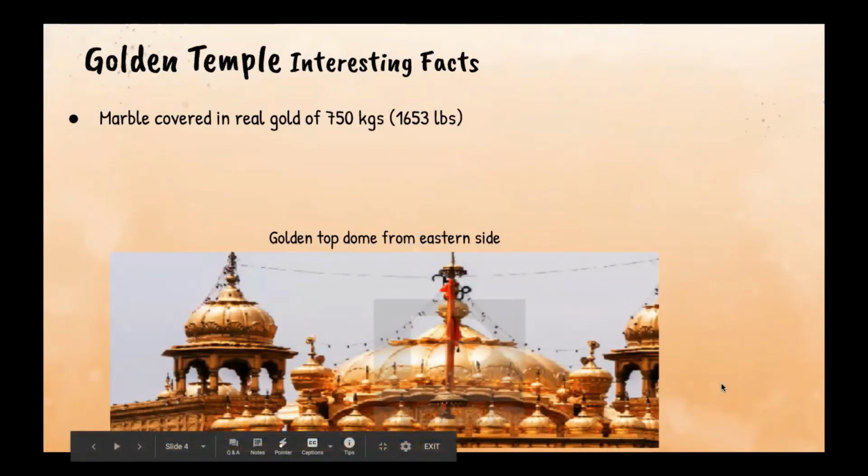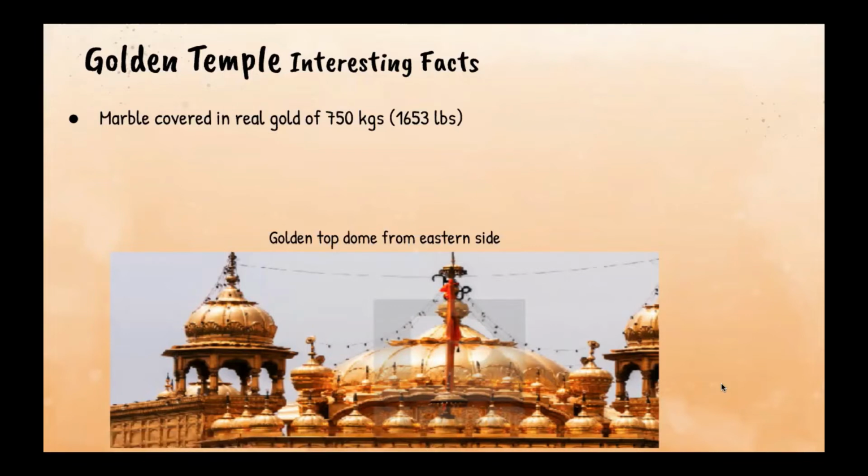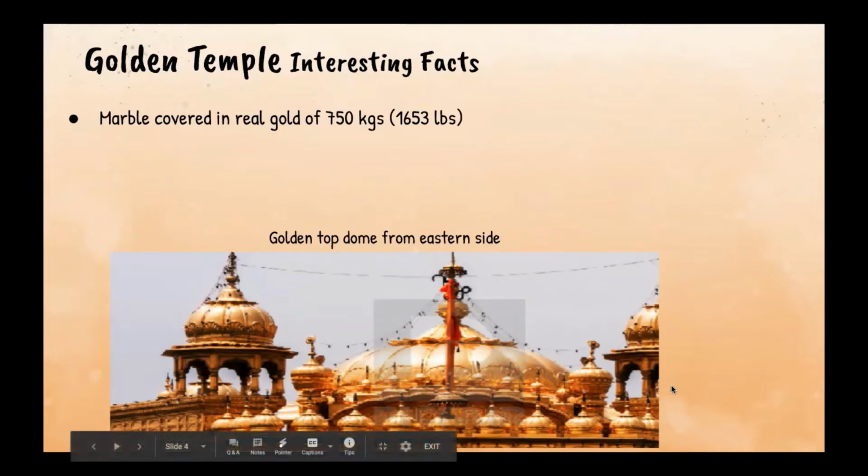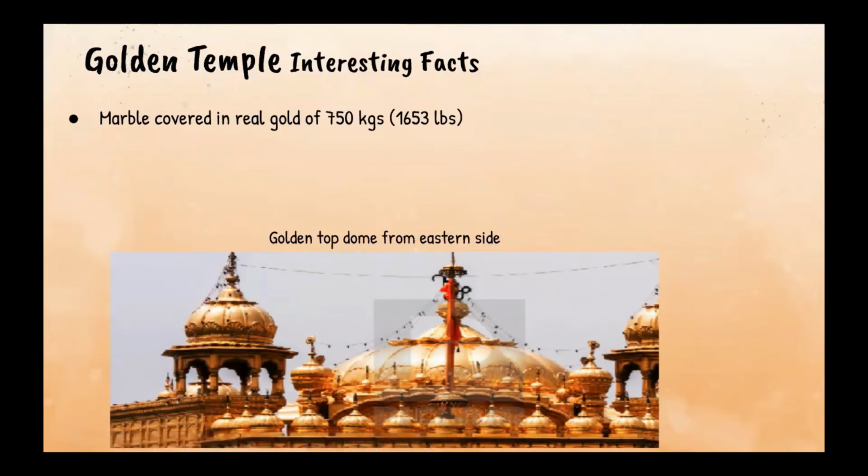It is said that 750 kilograms of pure gold went into gilding the dome, which represents an inverted lotus leaf. This, in turn, is meant to symbolize the aim of leading a life of purity, which is the central tenet of the Sikh religion.